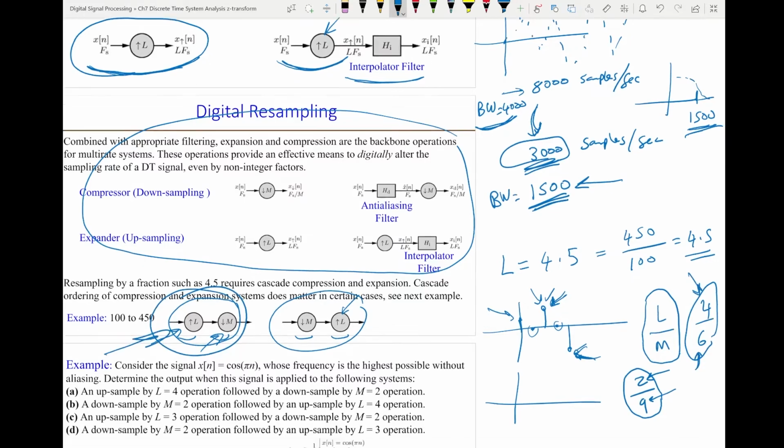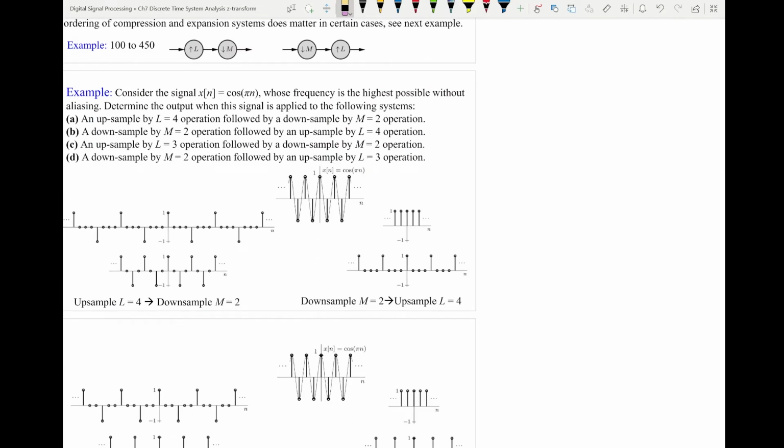Let's take this example. This example shows the impact of upsampling first or downsampling first. So we have this signal x of n, which is cosine pi n, and this is the plot of it. Now, part A, we want to first do upsampling by a factor of 4, followed by downsampling by a factor of 2. So if I upsample it by a factor of 4, between samples I put 3 zeros. 4 minus 1 is 3. So between adjacent samples, I put 3 zeros.